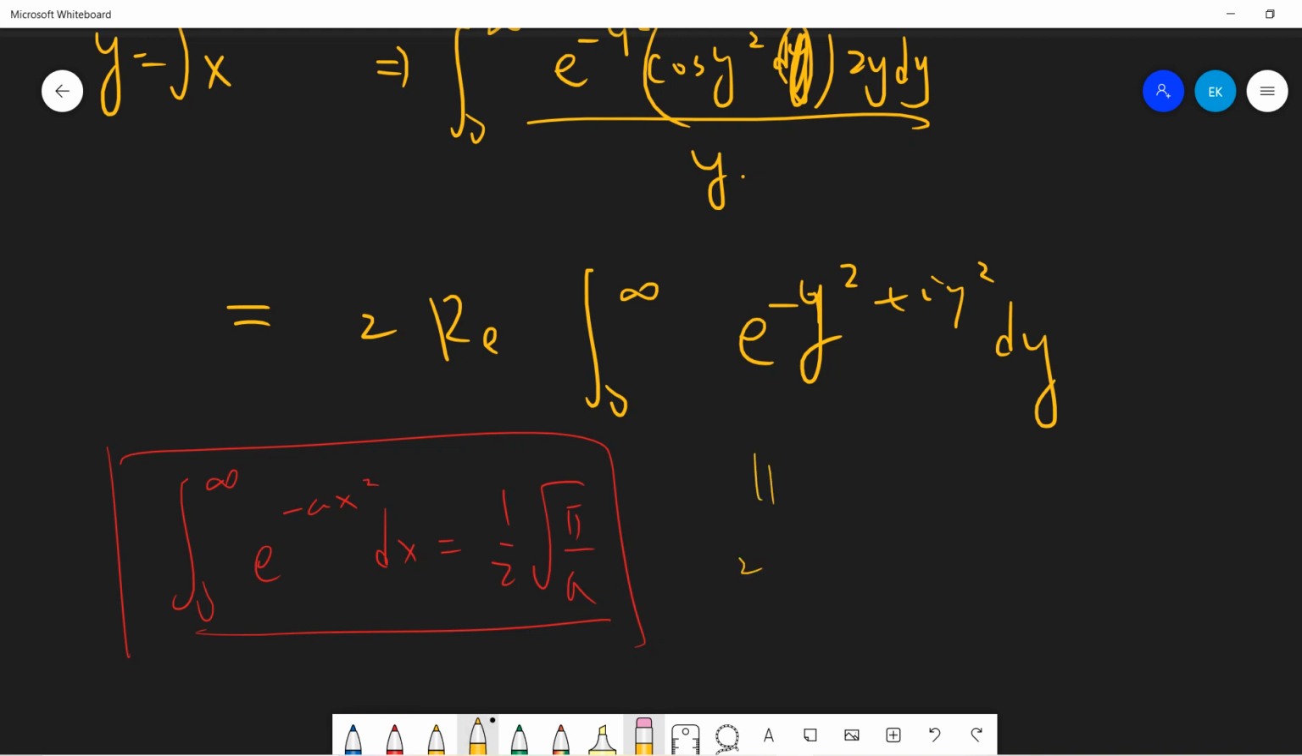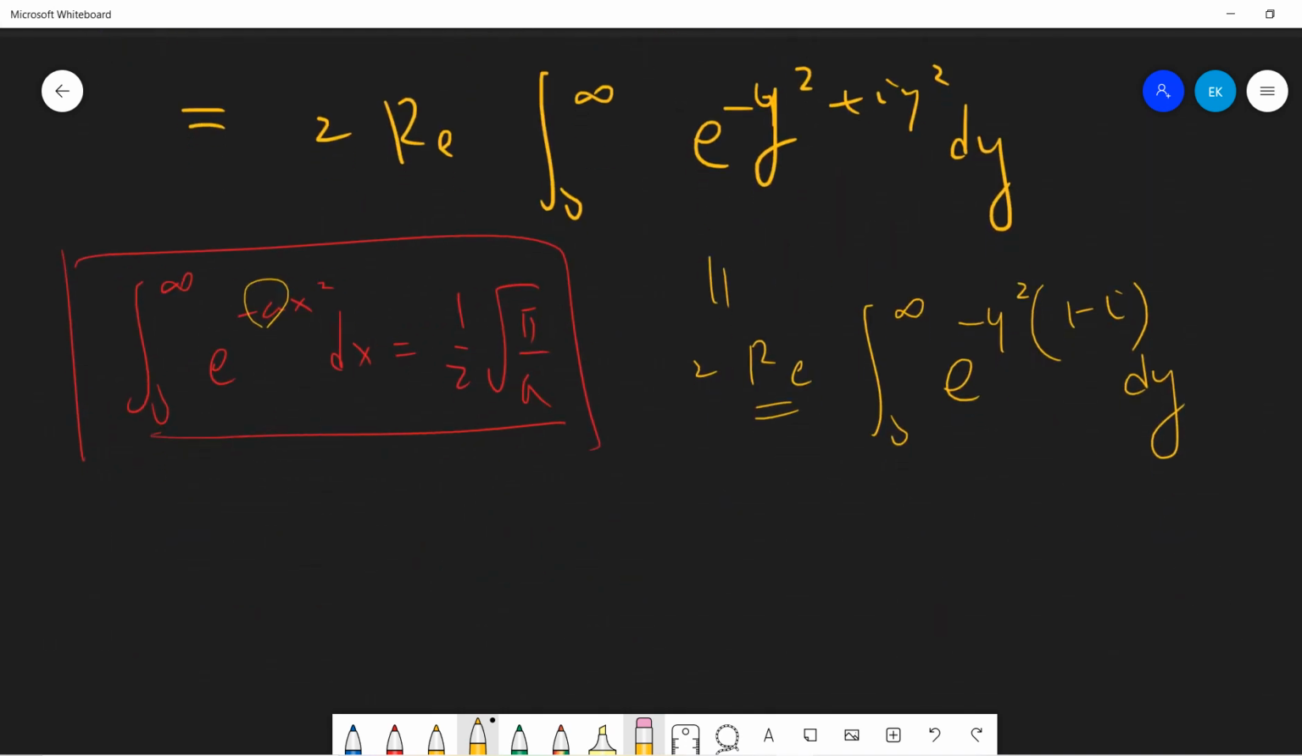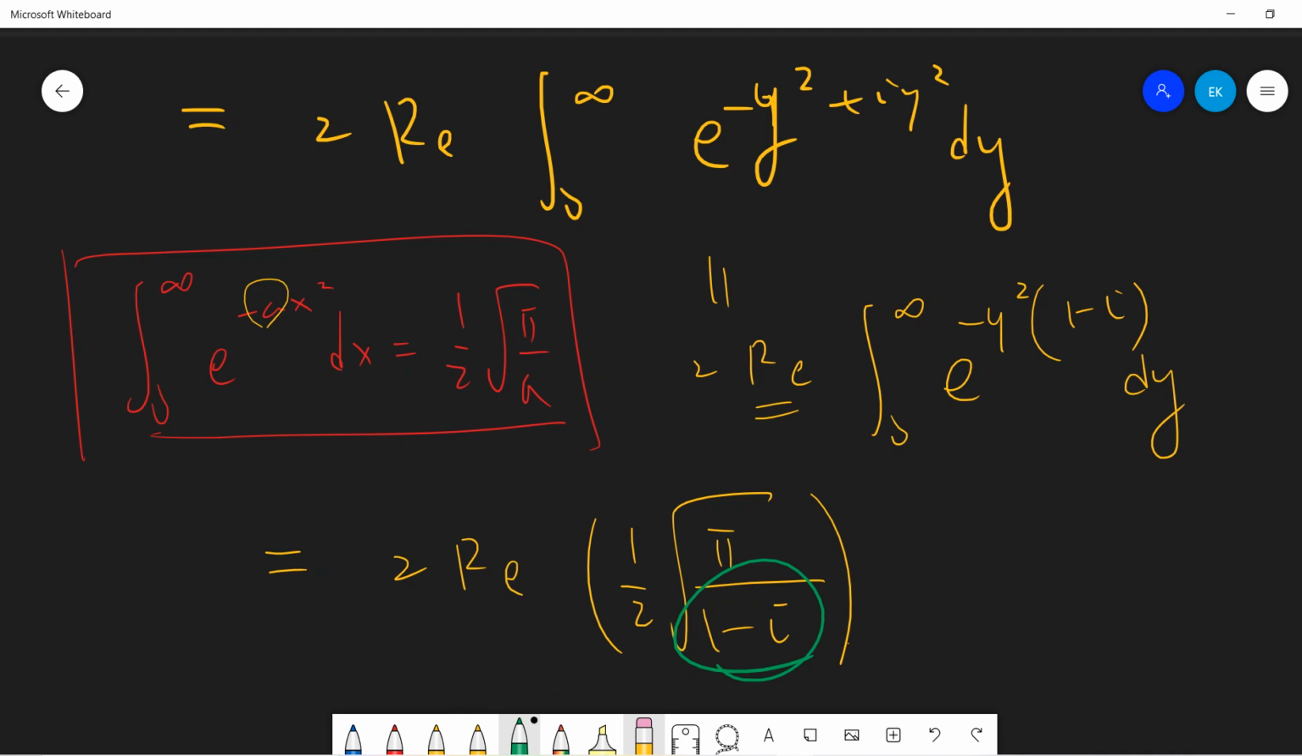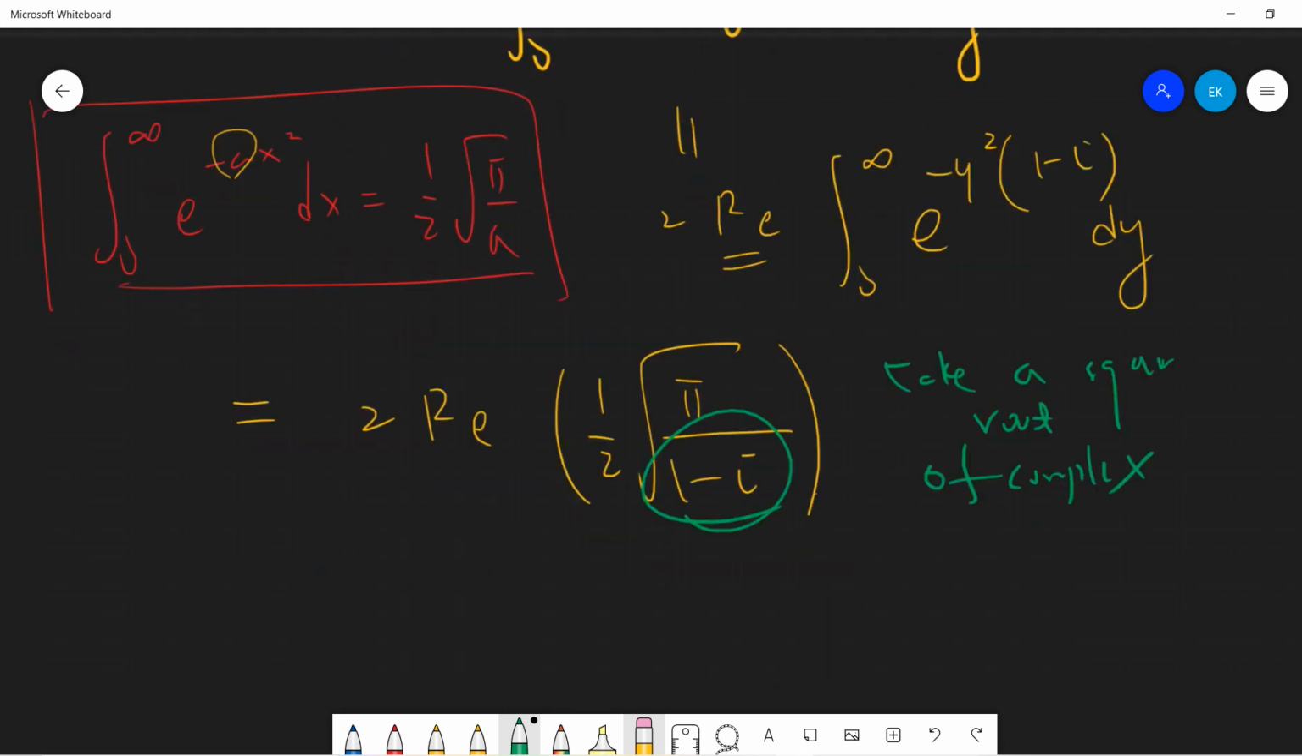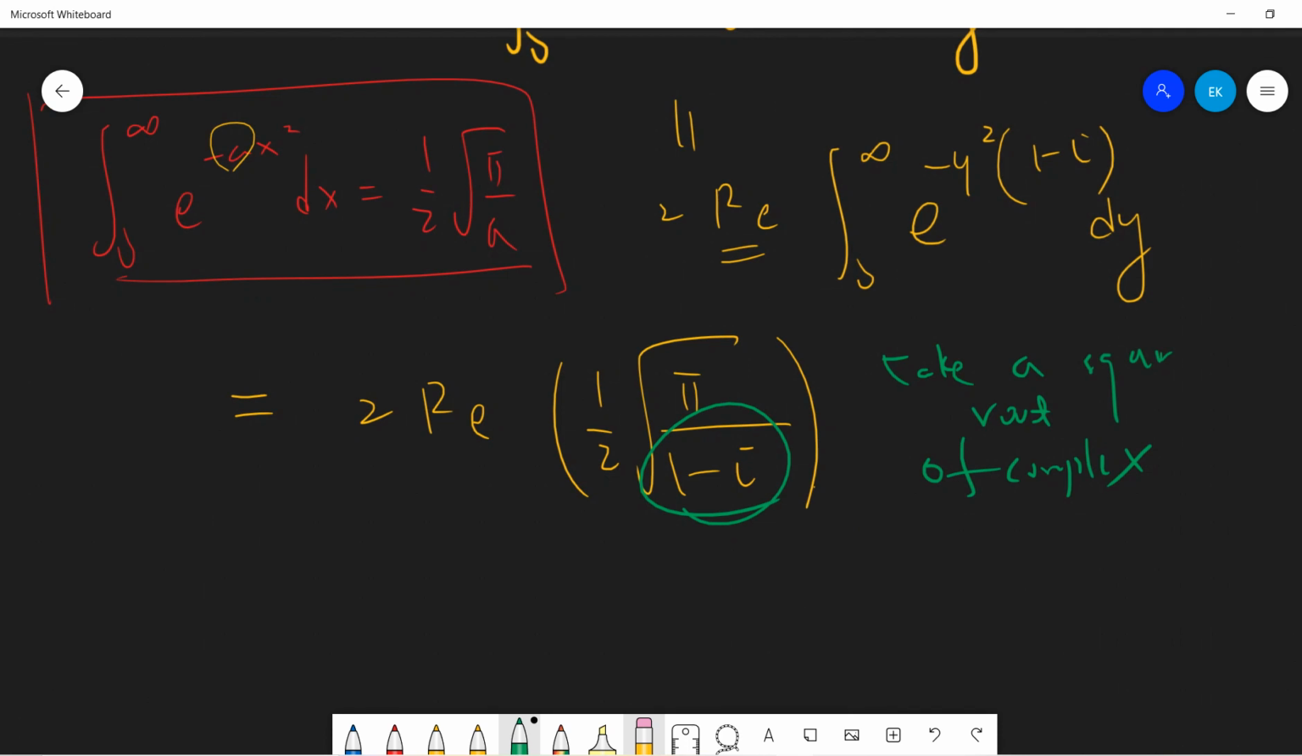It's the real part of the integral from 0 to infinity of exponential of minus (1 minus i) y squared dy. So a is just 1 minus i, and this is just 2 times the real part of one half square root of pi divided by the square root of 1 minus i. Now there is a problem here: we need to take a square root of a complex number. If you take a square root of a complex number, there are usually two values, so it's not guaranteed what you get.